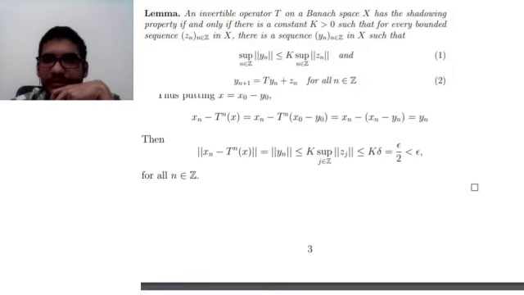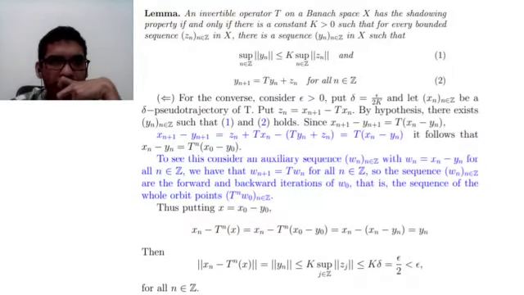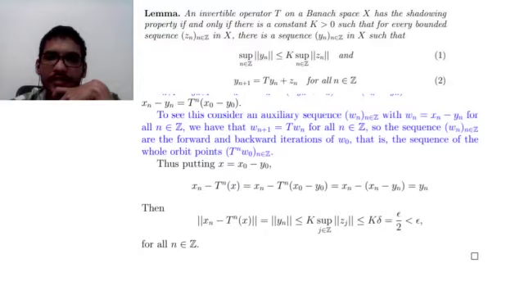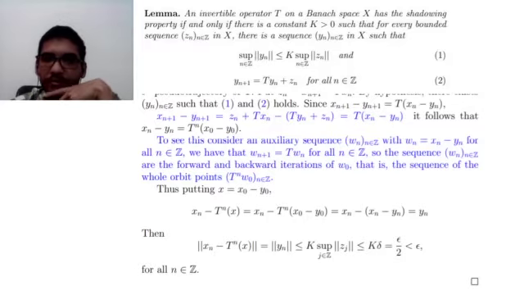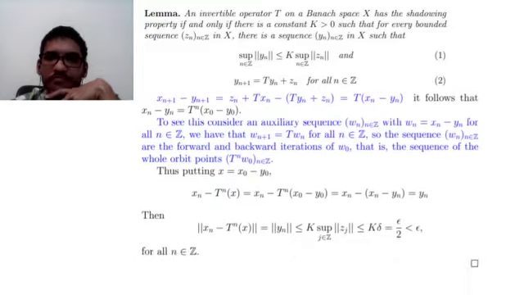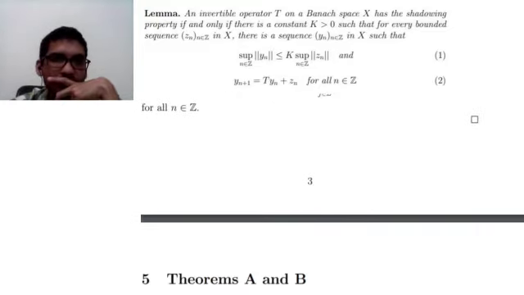we take delta equal to epsilon divided by 2k. So you have here this that is less than epsilon for all n in C. So we have what we want, okay? So the converse is too. Okay.